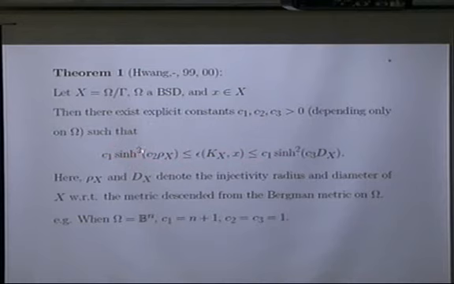some constant C1 times hyperbolic sine squared of another constant times the injectivity radius. For the corresponding upper bound, you just replace this injectivity radius by the diameter of X. Let me not define it here. In the case when Omega is just the unit ball in C^n, you can take C1 to be n plus 1, and C2 and C3 to be 1. If you look at the first inequality, it says that if the injectivity radius is large, then the local positivity of K_X is large. This justifies my claim earlier that the injectivity radius is related to the positivity here. I will come back to the proof of this theorem later, because I will need that.